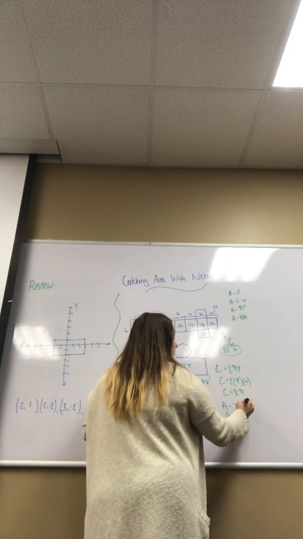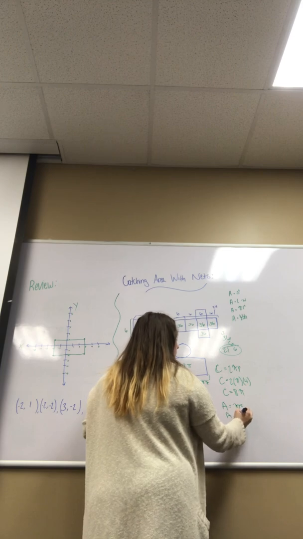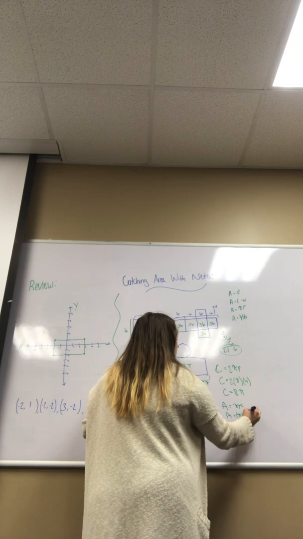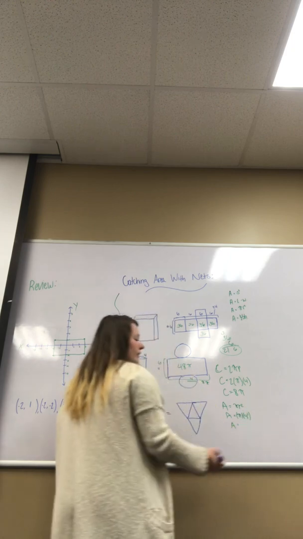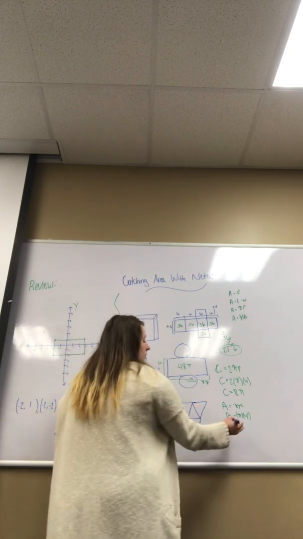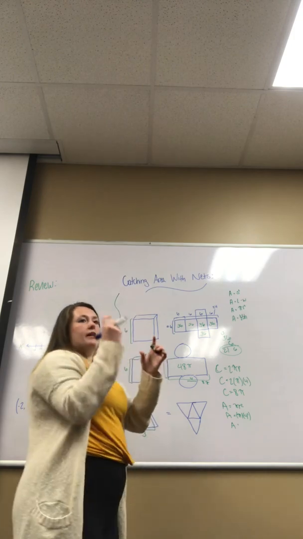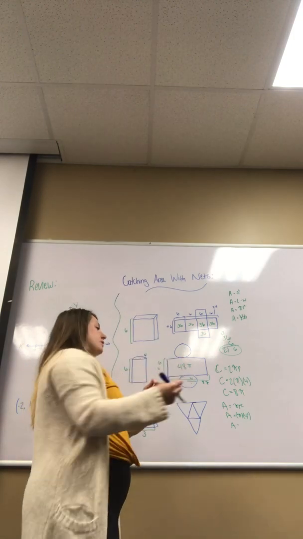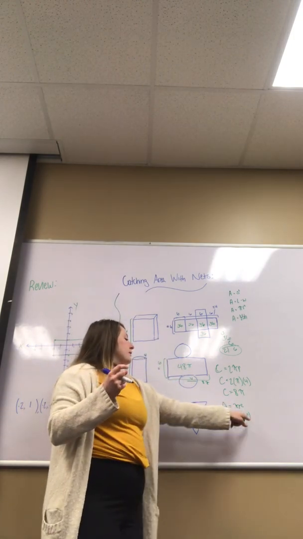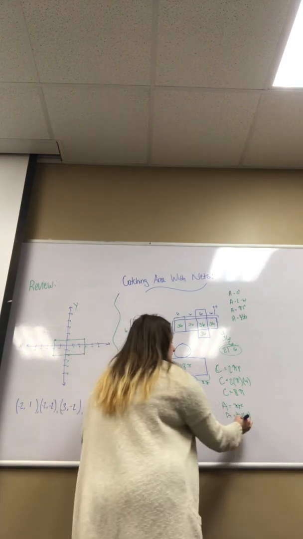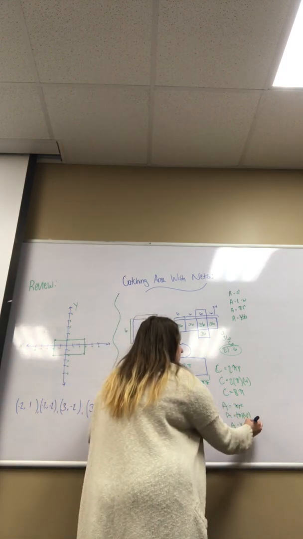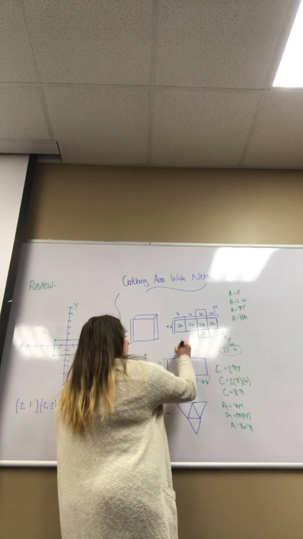pi r squared, which is going to be pi times 4 squared. What is 4 squared? That's when you multiply it by itself. So 4 times 4, because we're multiplying 2 of them. So 4 times 4 is 16. Good. 16 pi.